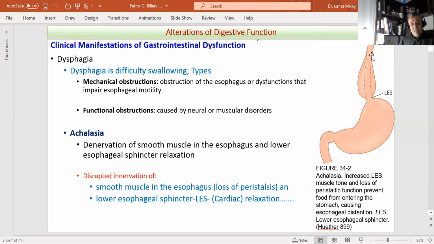So the disturbed innervation or the denervation of the smooth muscle of the esophagus, that's the pathophysiological change that will result in the achalasia. The decreased relaxation of the cardiac sphincter, the LES, after swallowing will allow food to accumulate above the obstruction.